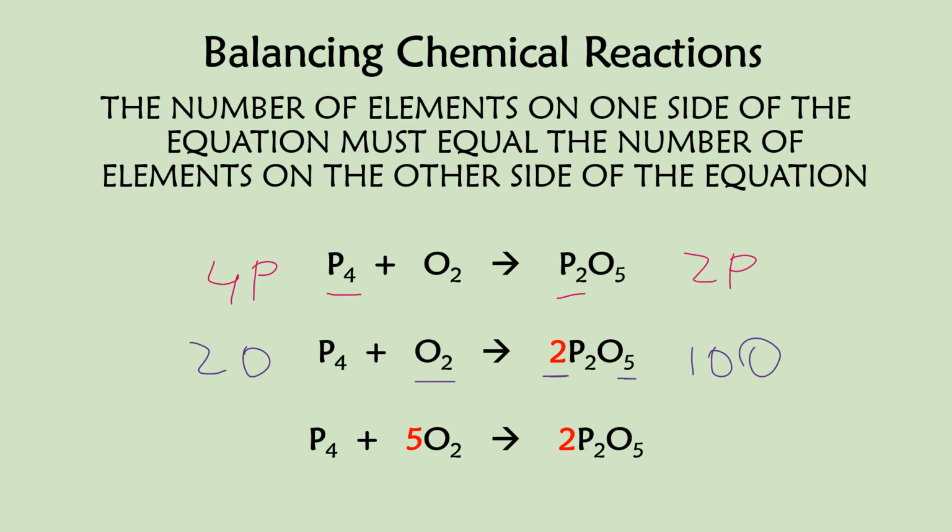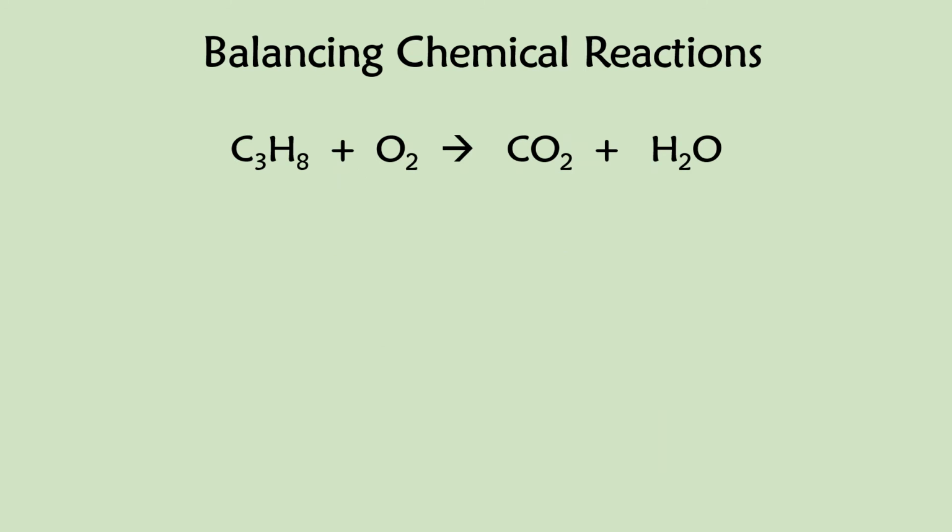All you did was match the numbers, and if they were not the same, you just added the coefficients so that they can multiply and we can have an equal number of each element on both sides. And there you now have a balanced chemical equation. Let's look at another example.